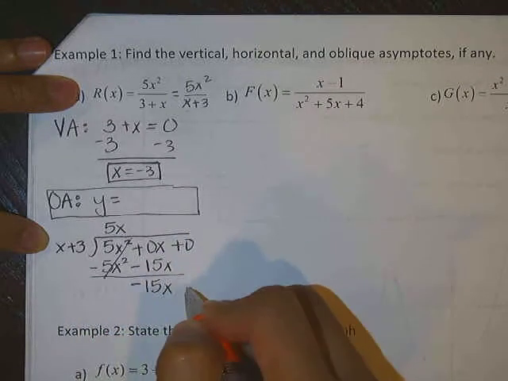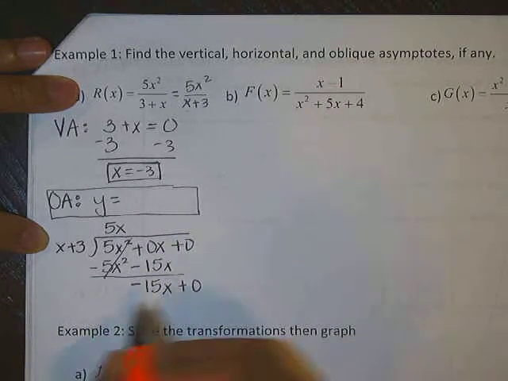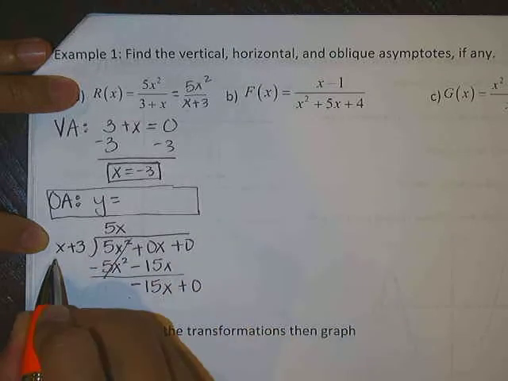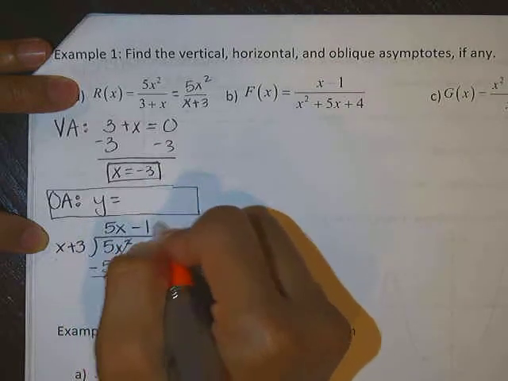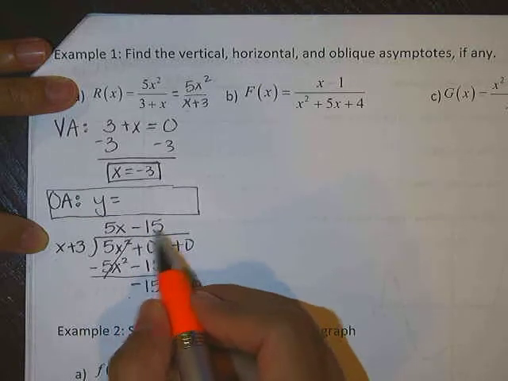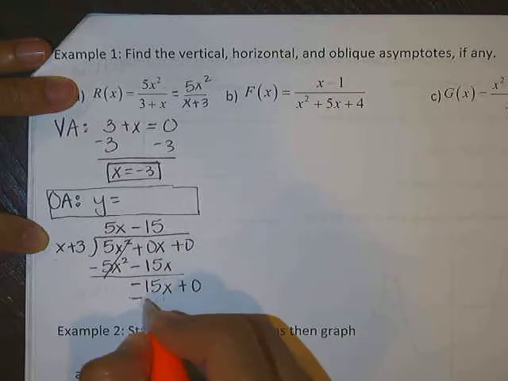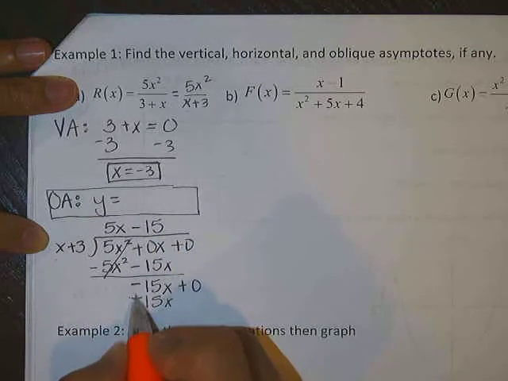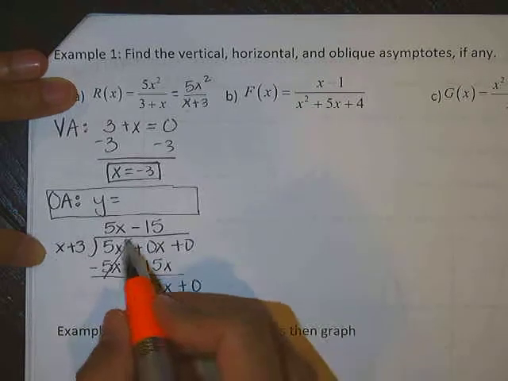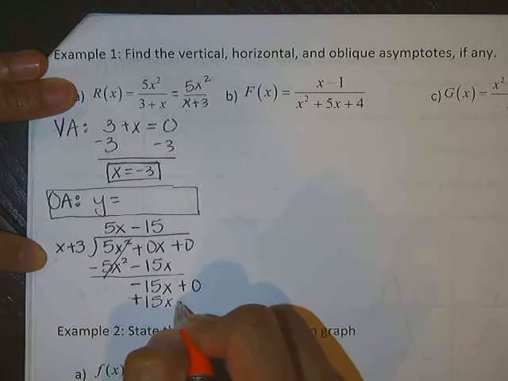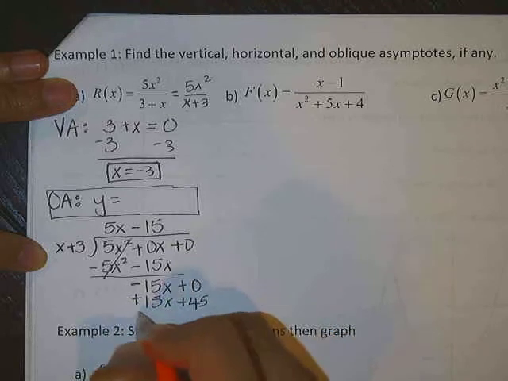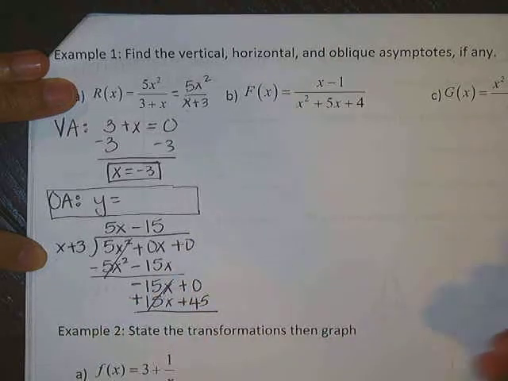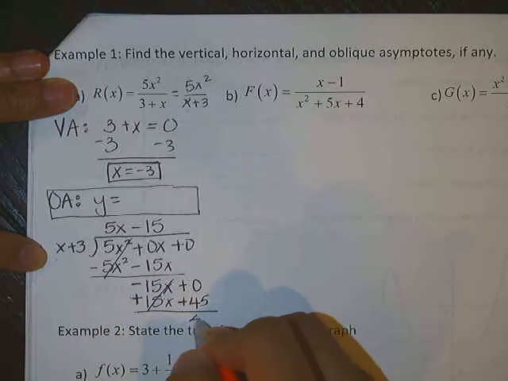We have negative 15x, bring down your 0. Negative 15x divided by x is going to be minus 15. Multiply it back. Negative 15 times x is a negative 15x. Change your sign, okay, to positive. Negative 15 times 3 is a negative 45. Change the sign, okay. Combine, those 2 will cancel. So your remainder is 45.